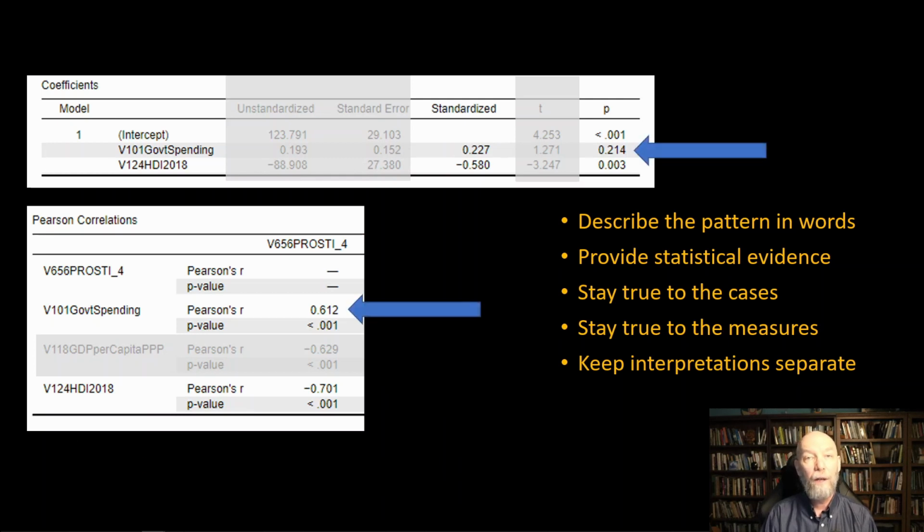If we look at government spending, in the original bivariate results right here, it was very strongly related, and it was a statistically significant relationship with percent of the population saying prostitution is never justifiable. But now, after controlling for HDI values, it's a much smaller effect. This is on a scale of 0 to 1, so we can really talk about very strong here.